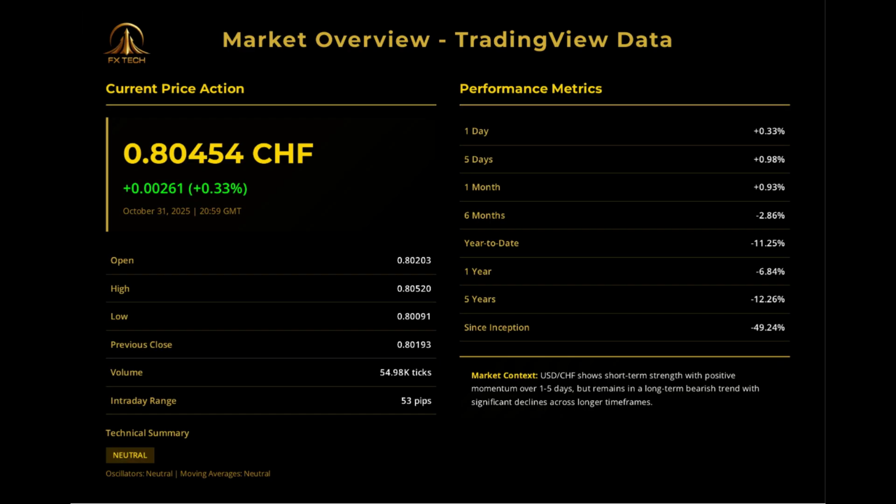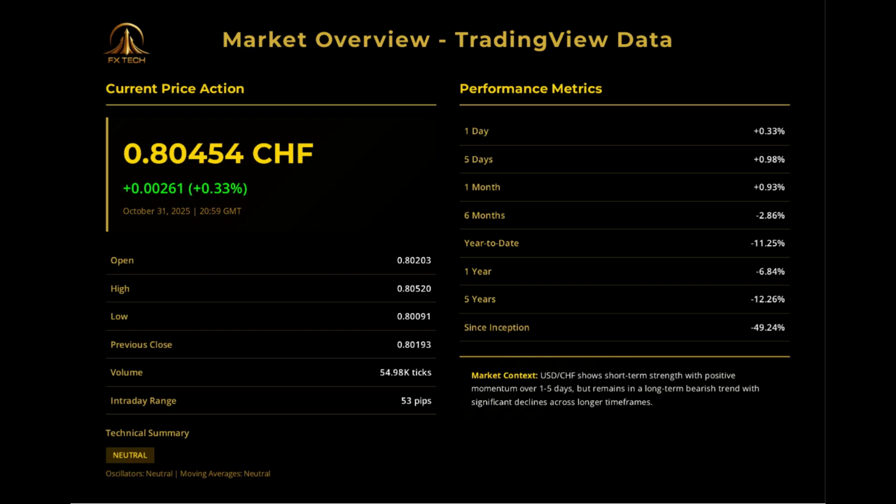As of October 31st, 2025, USD/CHF closed at 0.8045 Swiss francs, showing a modest gain of 0.33% for the day. Looking at performance across different time frames, the pair is down 0.36% over the past week, down 0.81% over the month, but up an impressive 3.83% year-to-date.